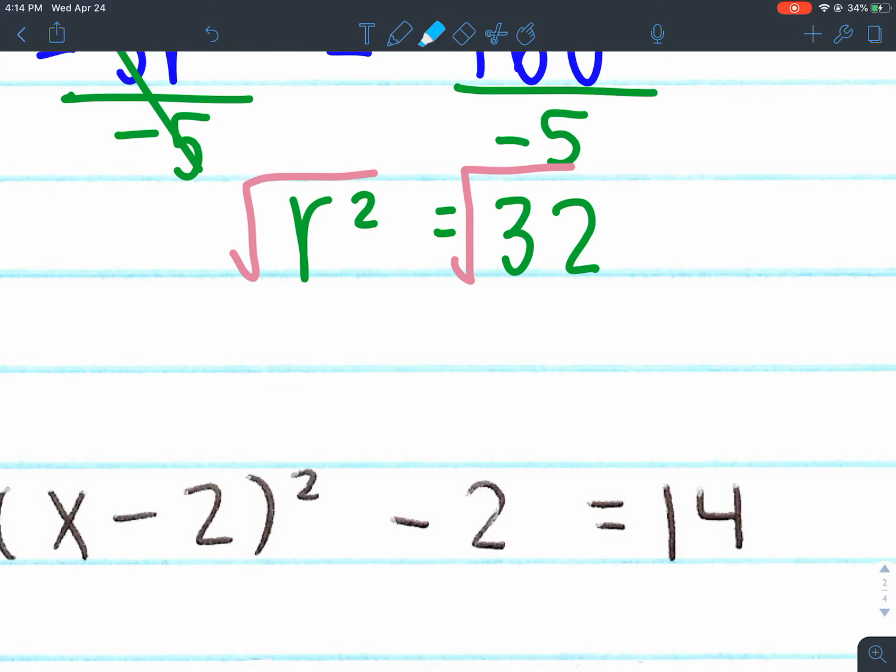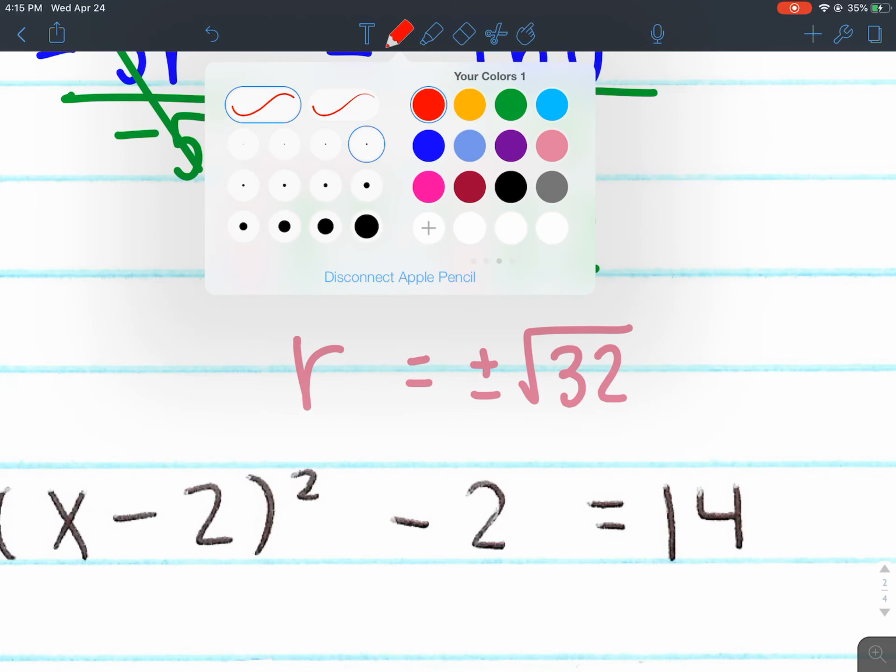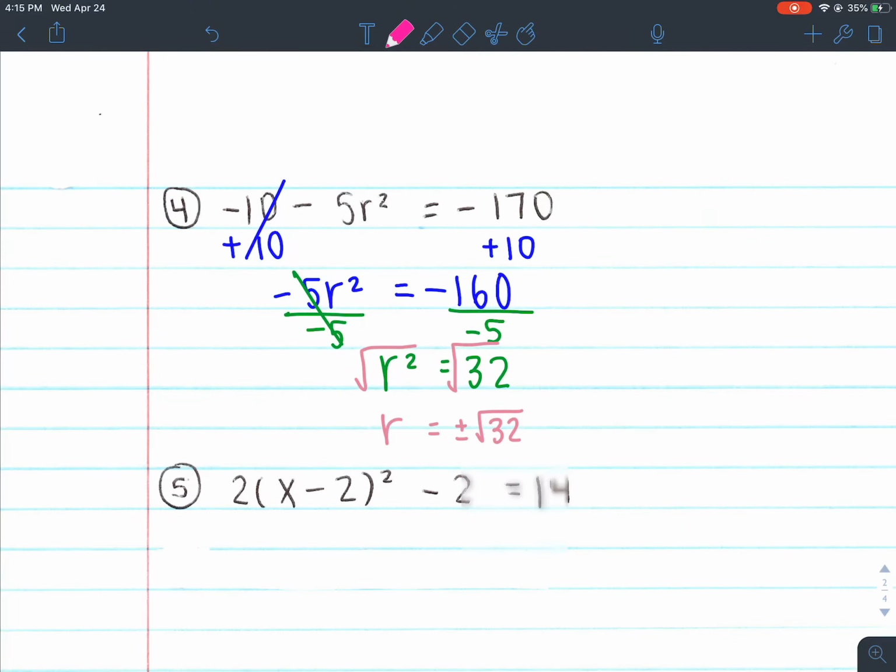So let's look over here on the left first. When I square root that r squared, the square and the square root cancel each other, so I just have an r left over. I'll do that in pink. And I know there's an equal sign. And anytime I square root a number, I'm going to have a plus or minus, right? I'm going to have plus or minus square root of 32. Now, if you circle that answer, technically, yes, it is correct. But it is not simplified completely, and I want you to simplify completely.